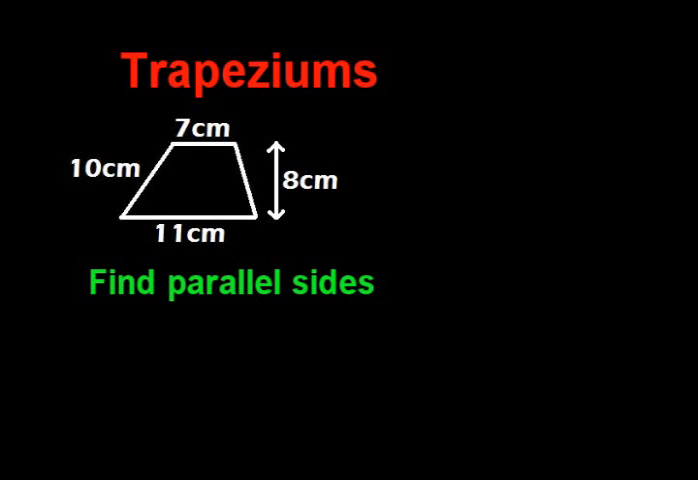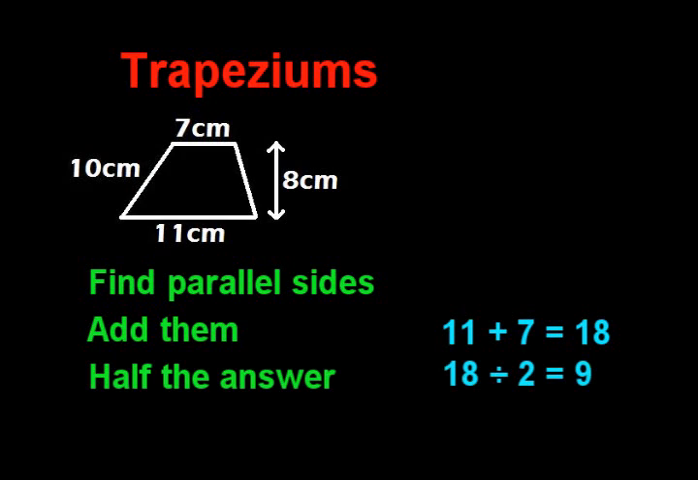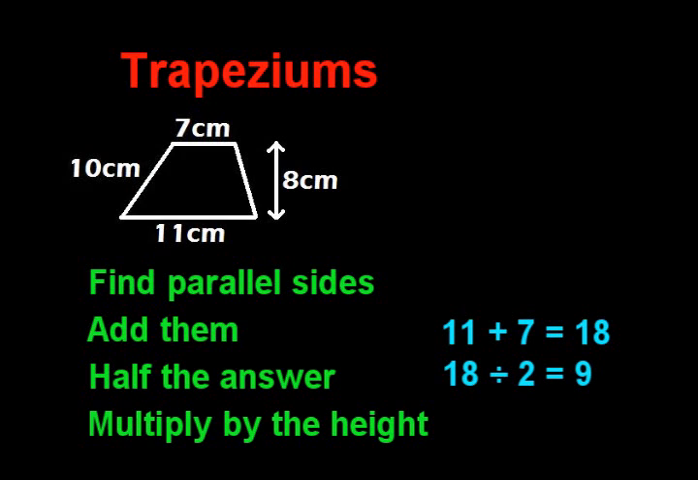The next thing you do once you've found those is add their lengths together. So for this one, 11 plus 7 equals 18. The third thing to do is divide the answer that you just got by 2. In this case, that gives you 9. And finally, you multiply by the height. So the height in this one is 8 centimetres, because once again, that's the perpendicular height. The 10 is up on an angle. So 9 times 8 equals 72 centimetres squared.